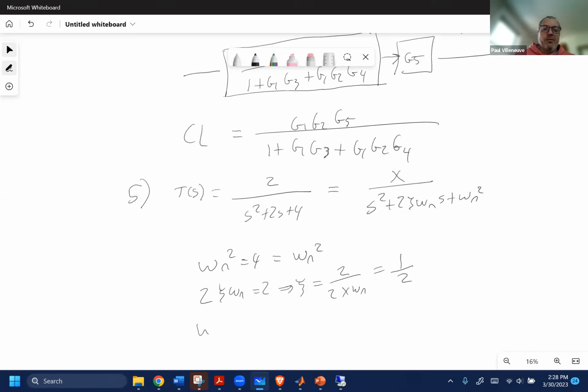And then my last one, which is omega sub d, is equal to omega sub n times the square root of 1 minus zeta squared. And I can't do that math on the top of my head. I don't have a calculating capability to do that.